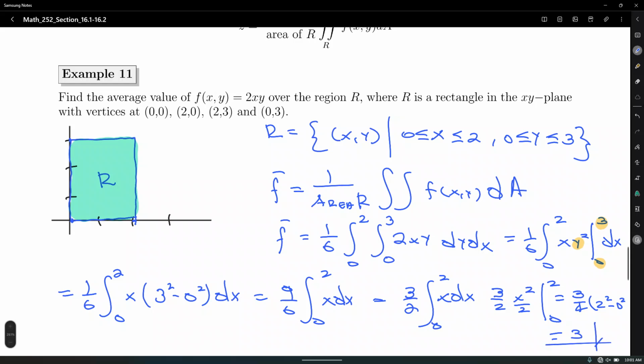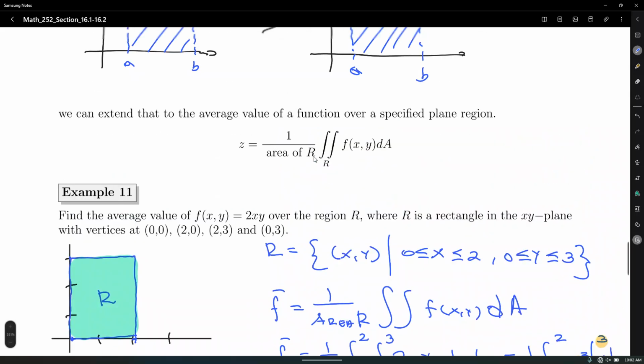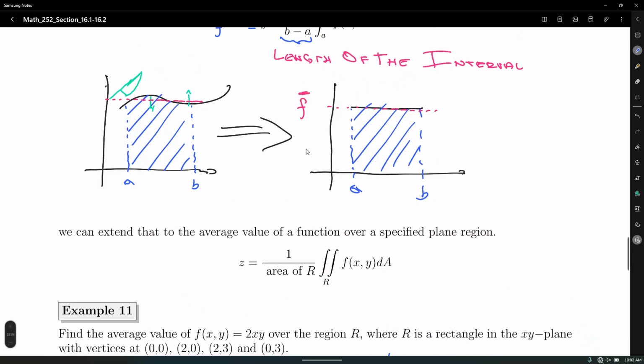Okay, but what does that mean? I mean, we're not doing anything different in terms of the computations, right? We're just adding that 1 over the area of R factor, but other than that, we're doing the same thing. How do we visualize it? What's the 3D version of this peanut butter idea in space?